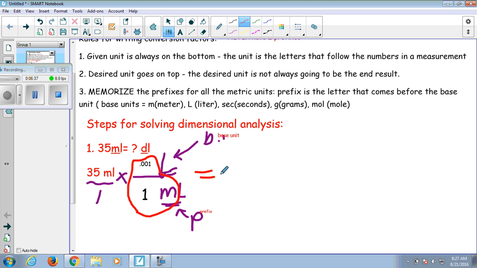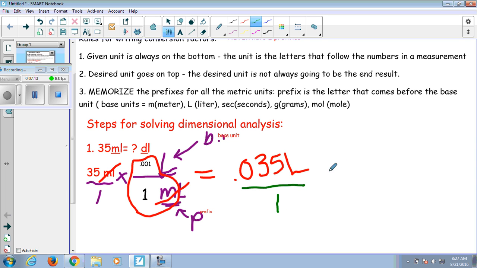35 times 0.001 gives me 0.035. But that's not all I have. I need a unit. As I multiply across, because I have milliliters here and milliliters here, they cancel and I'm left with liters. This would be fabulous if I was finished, but I'm not finished because my problem asked me for deciliters. So now I have to do another conversion.